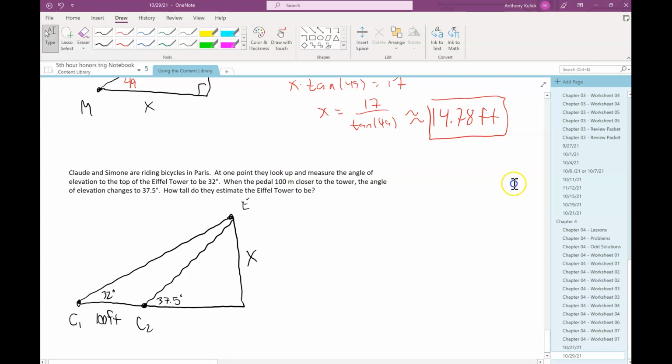Everybody cool with how I drew the picture? Okay. So my plan here is I'm going to create a system of two equations, because right now, in order to solve this, I'm going to kind of need that section there. So the first thing I'm going to like to do is draw two separate triangles, just so I don't get confused.